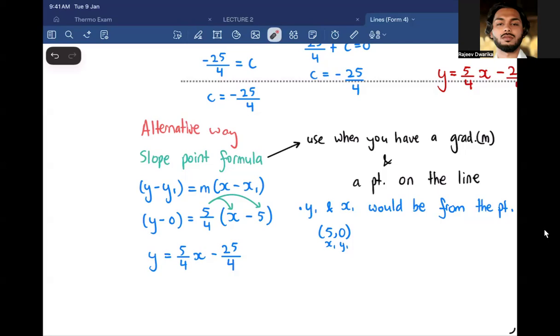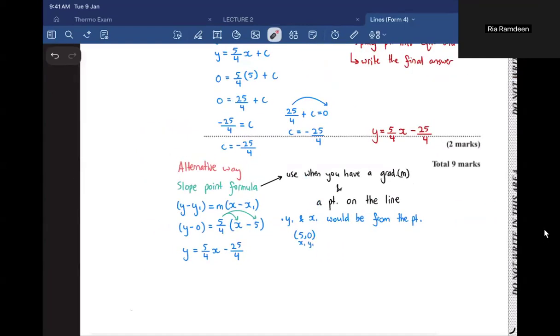All right, you will have the slope point formula copied down. Yes, sir. Okay, good. I'm going to move on now.